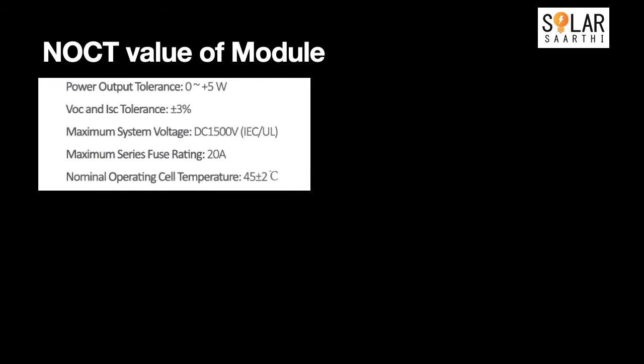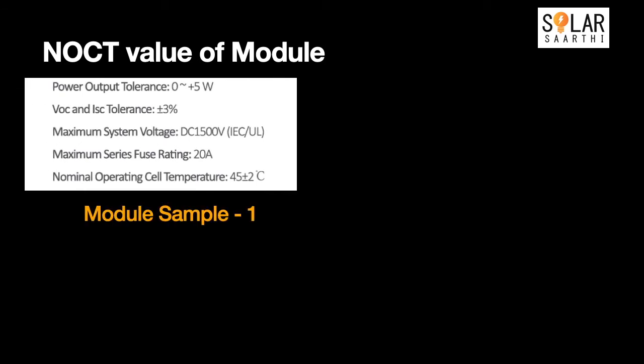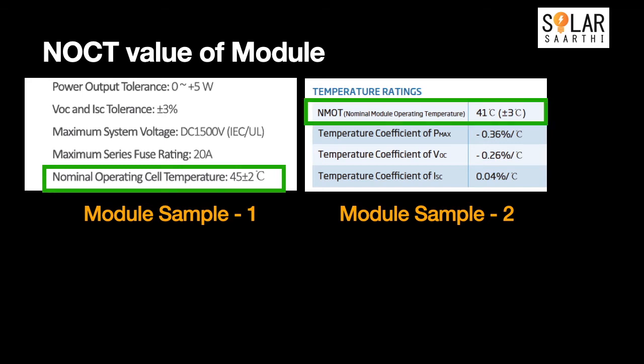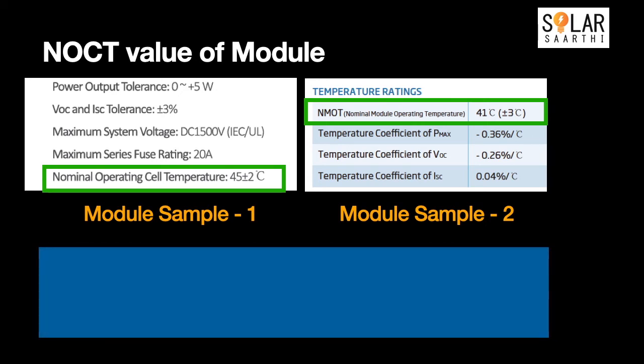Now we have two sample modules. This is the datasheet of module sample 1 and this is the datasheet of module sample 2. Module sample 1 has a NOCT value of 45 plus minus 2 degrees Celsius, while module sample 2 has a NOCT value of 41 plus minus 3 degrees Celsius. Now let's calculate the maximum cell temperature for module sample 1 and module sample 2 for the same region. Let's consider that the maximum ambient temperature is 45 degrees Celsius where both the modules are being tested.